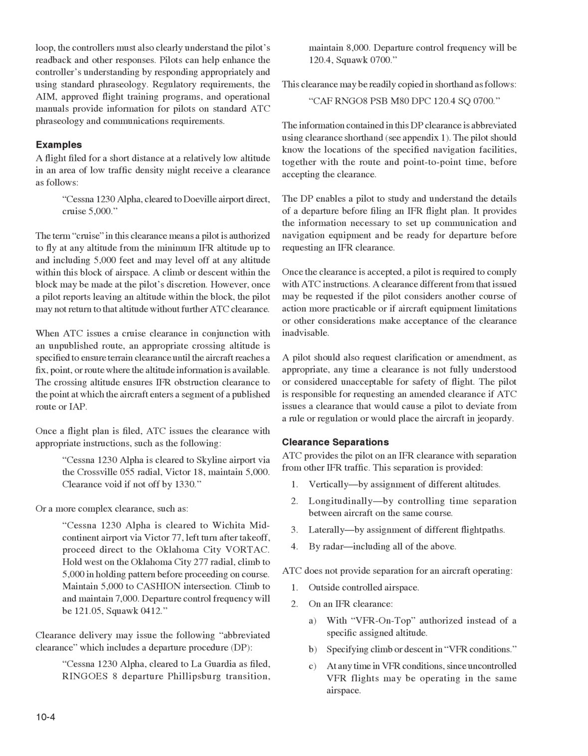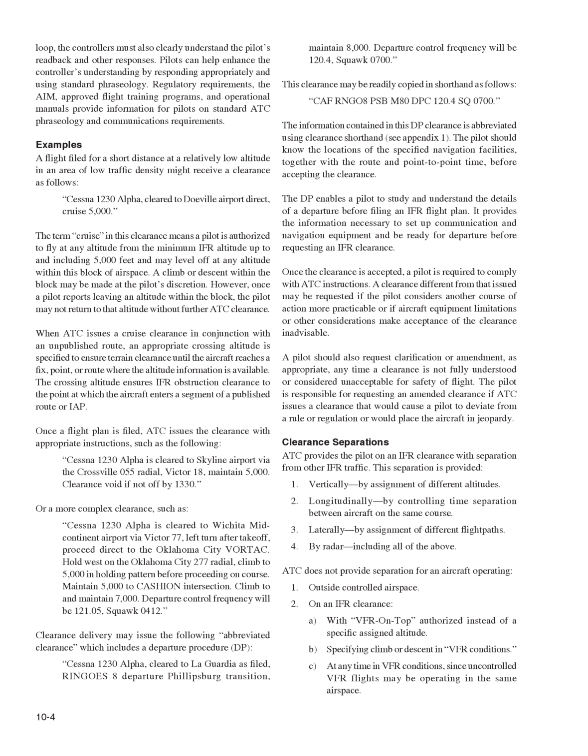Clearance separations: ATC provides the pilot on an IFR clearance with separation from other IFR traffic. This separation is provided: 1. Vertically, by assignment of different altitudes. 2. Longitudinally, by controlling time separation between aircraft on the same course. 3. Laterally, by assignment of different flight paths. 4. By radar, including all of the above.